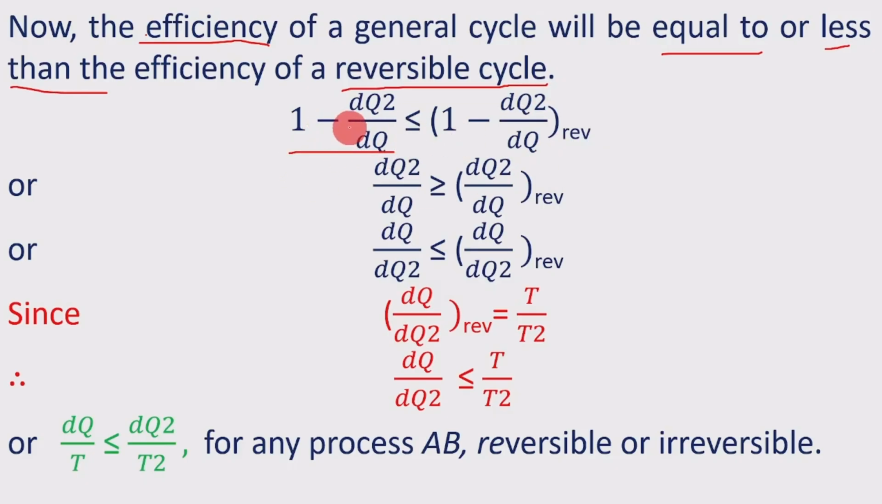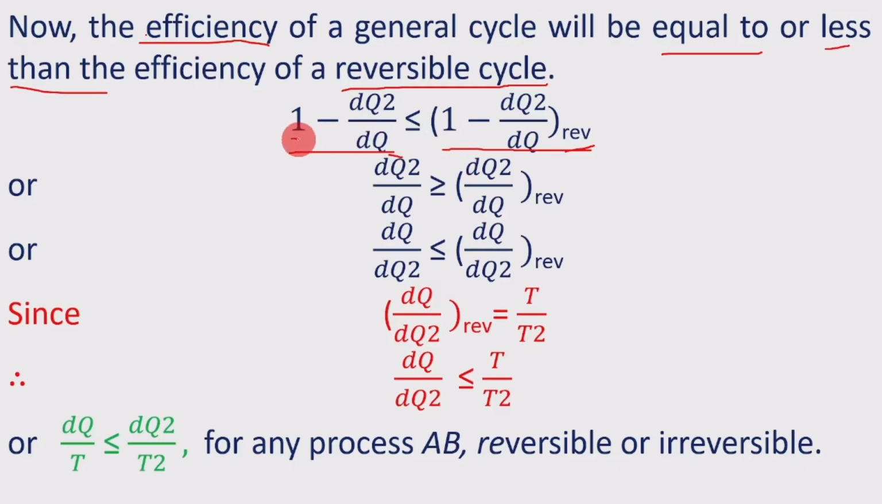Here, this is the efficiency of the general cycle, that is 1 minus dq2 by dq, where dq2 is the heat rejected and dq is the heat supplied, as taken in the previous elementary cycle. For that elementary cycle, if you take it as reversible, the efficiency is 1 minus dq2 by dq reversible. This is the efficiency for the reversible cycle, and this is the efficiency for the general cycle, which will be less than or equal to.